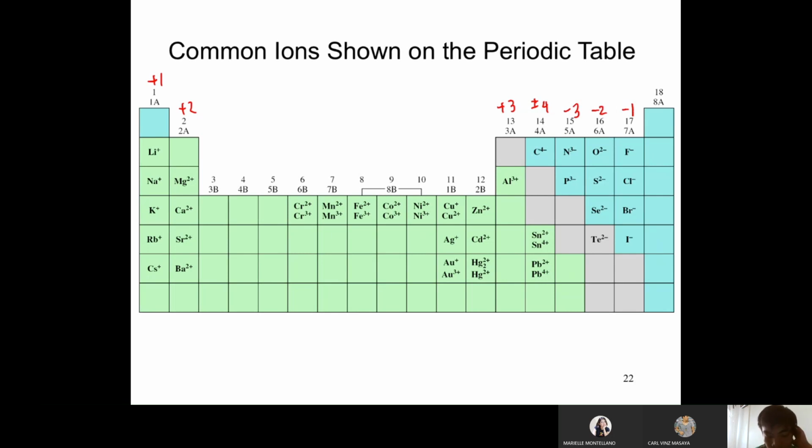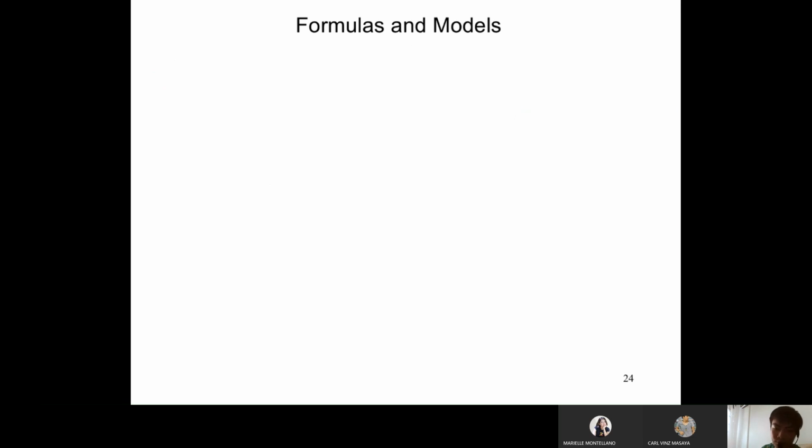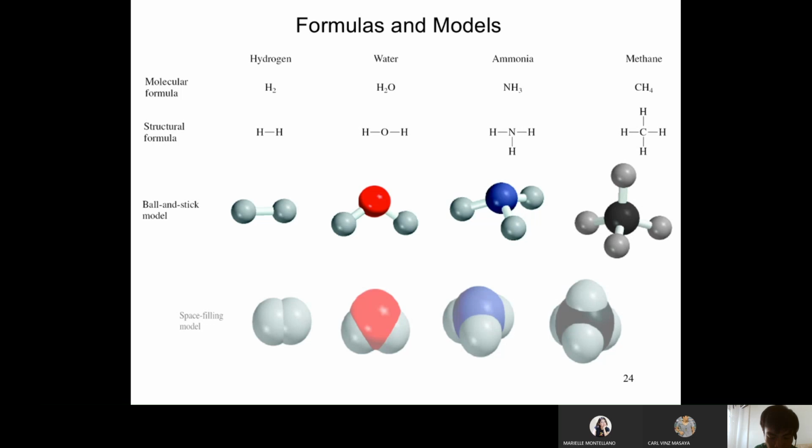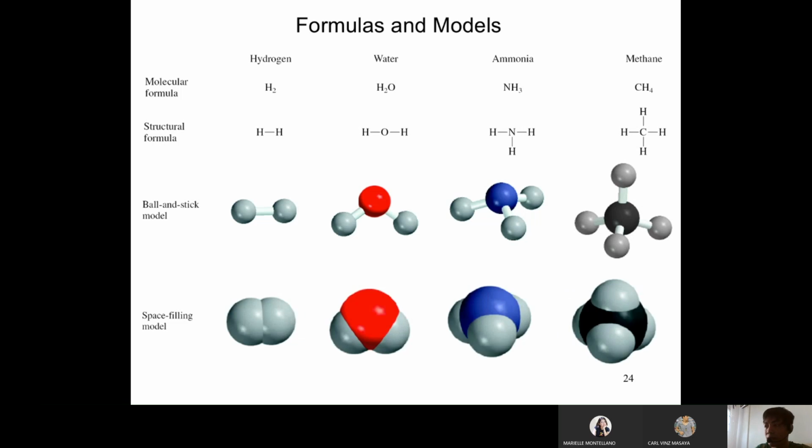Okay, so we're okay with ions na. Although, mamaya, babalikan natin sila. Okay, so balik tayo sa mga formulas and model. We have many ways of representing our molecules. We can represent them based on their formula. When you say formula, this tells us about the number of atoms of a certain element in a molecule.